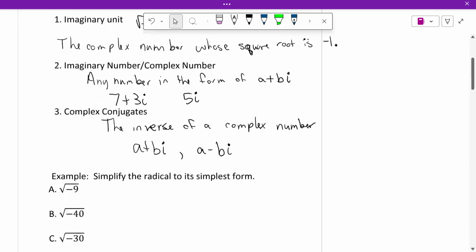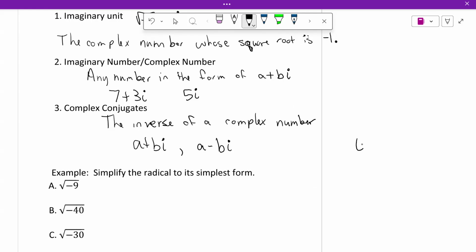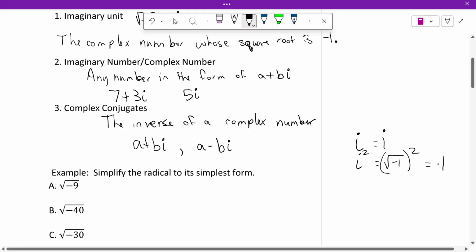All right, here we go. Now, i is the square root of -1, so i equals i. i squared is the square root of -1 squared. What's the square root of -1 squared? But when you square root, you get what's underneath, right? So i squared is equal to a +1. That's important to know. i squared is equal to 1.